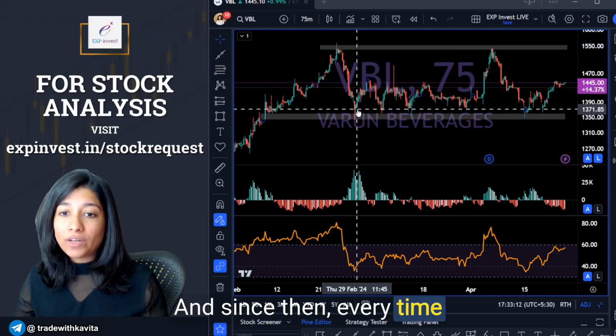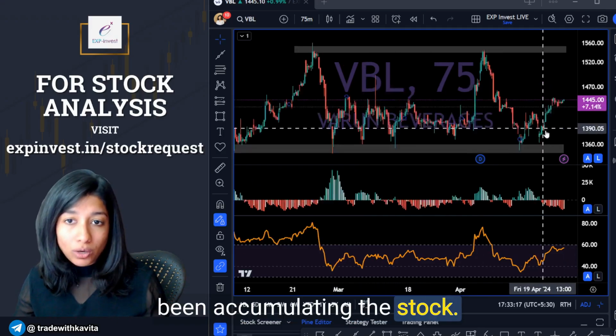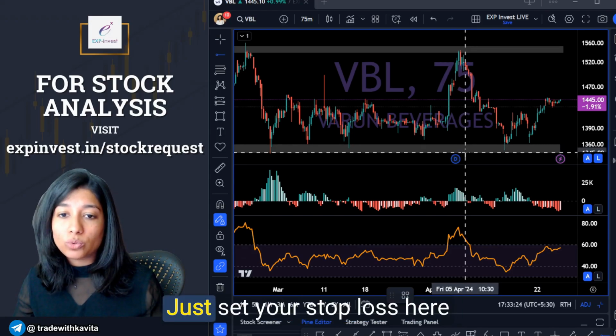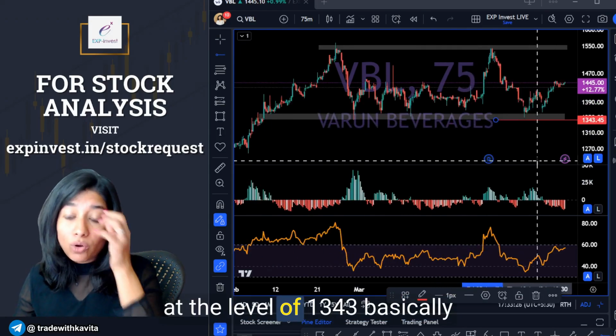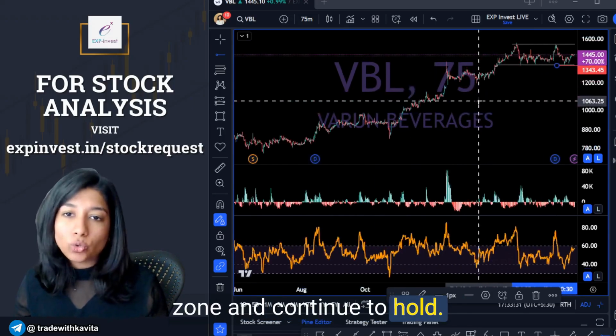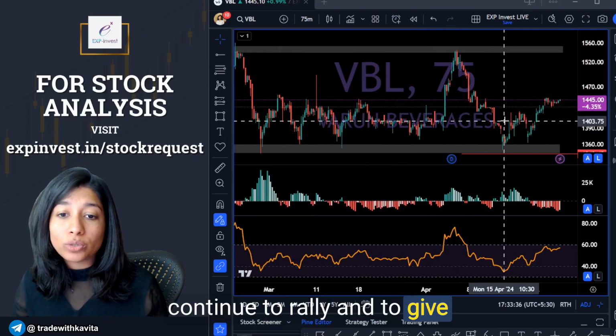And since then, every time the stock comes below the level of around 1375, I have been accumulating the stock. Right now, my strategy is to set the stop loss, and this is also what I'd suggest for you. Just set your stop loss here at the level of 1343, basically right below this consolidation zone, and continue to hold. I expect the stock to continue to rally and to give you a pretty good return.